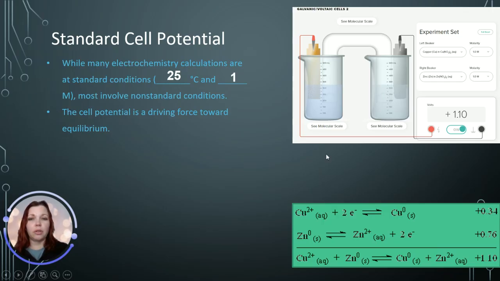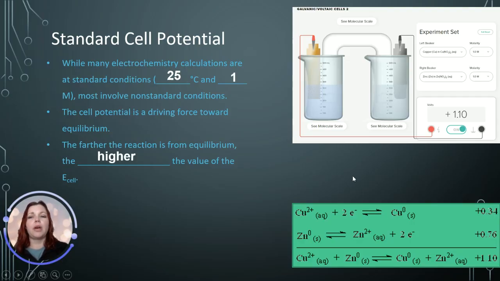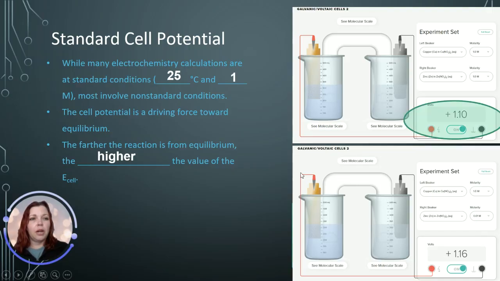So the cell potential is a driving force toward equilibrium. And the further the reaction is from equilibrium, the higher the value of the Ecell. But you can see here that we have an Ecell of 1.10, and this is at standard conditions because we've got 1 molar and 1 molar. But if I deviate from standard conditions down here, where I have 1 molar still in my copper, but I've diluted the zinc 100 times to give 0.01 molar, then my Ecell actually increases.